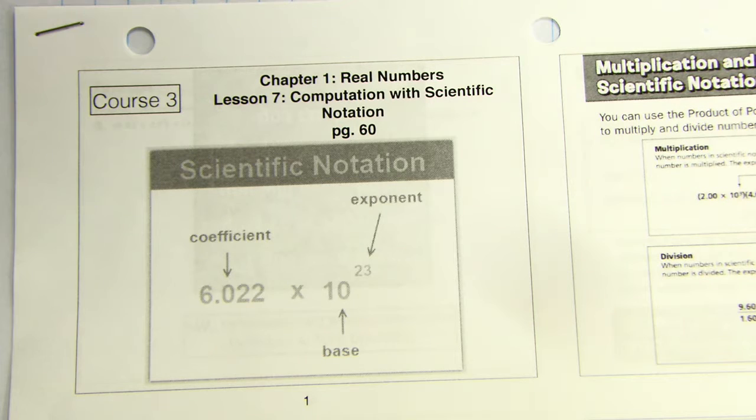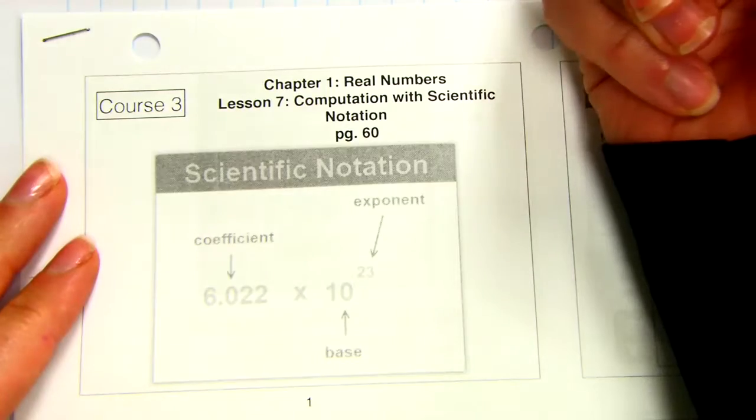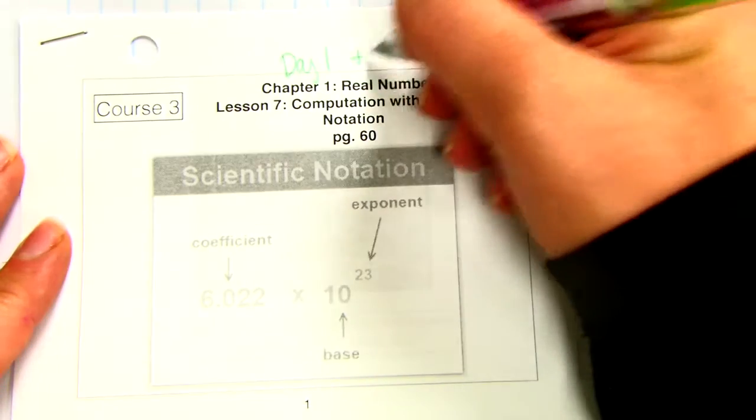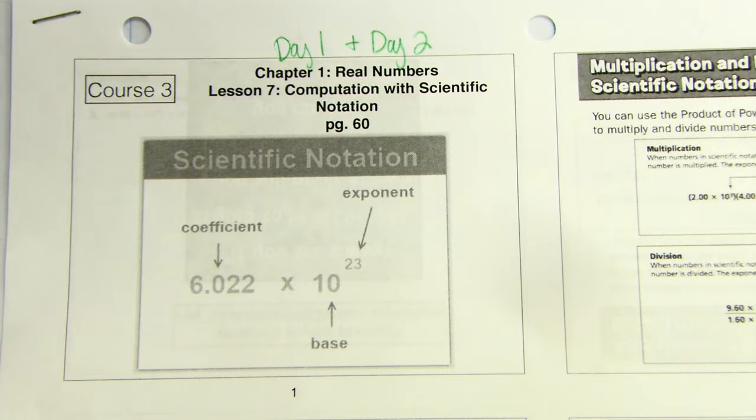Okay, so today we're going to talk computation with scientific notation. We're going to be adding and subtracting, multiplying and dividing. Today we're going to focus on multiplying and dividing on day 1. Day 2 is going to be the adding and subtracting. So if we put our names on here and the dates, we're going to split this up into day 1 and day 2. I'm going to go through both in the same video though.